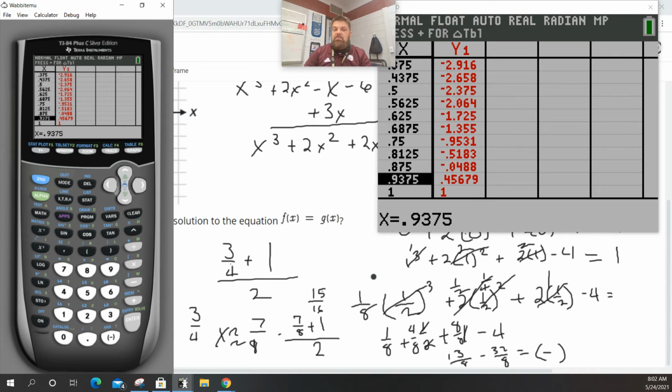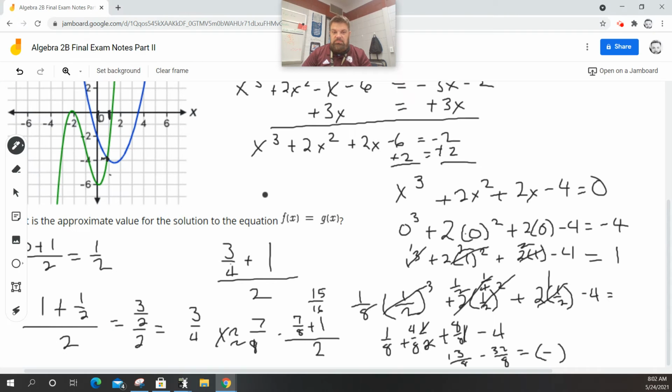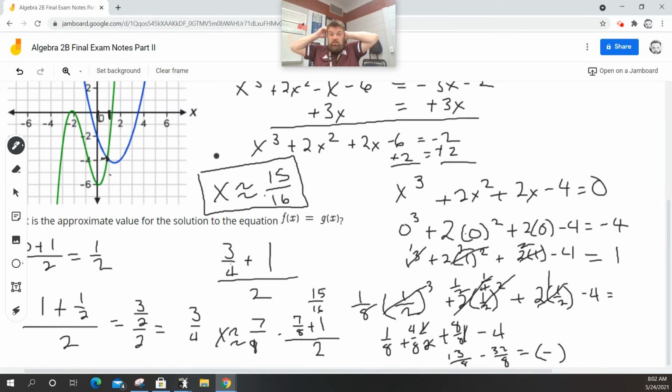So our approximate value, what is the approximate value of the solution? X is approximately 15 over 16. Now they said just do 3 iterations, and that's pretty close. That's not bad. If we were to do that again, it'd be something over 32, and we would get pretty close to it, but that's all they asked us to do.